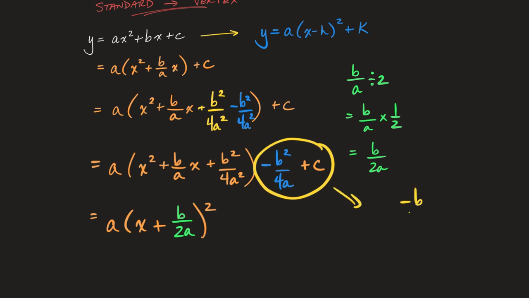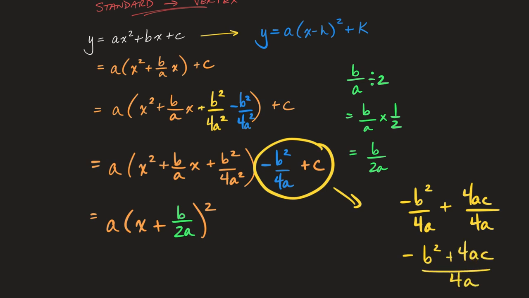Well, I can get my common denominator by multiplying c by 4a. Oops, I forgot my squared. I could go and put that together. However, you'll notice that my numerator is in a bad form. I have this negative term written first, then a positive term. I can actually simplify that by switching the order that I write those.